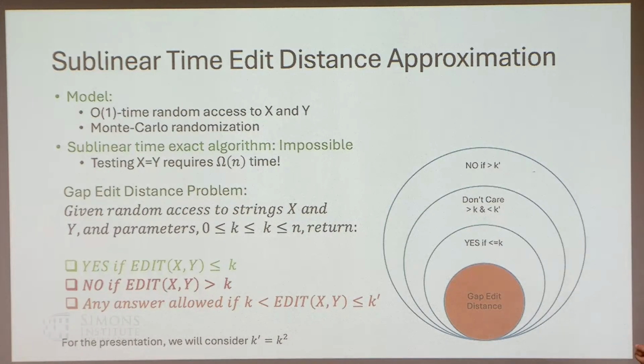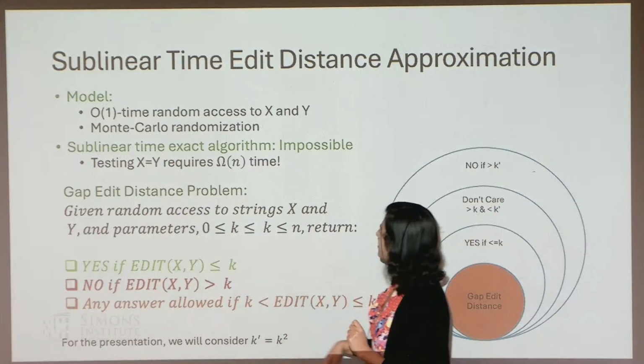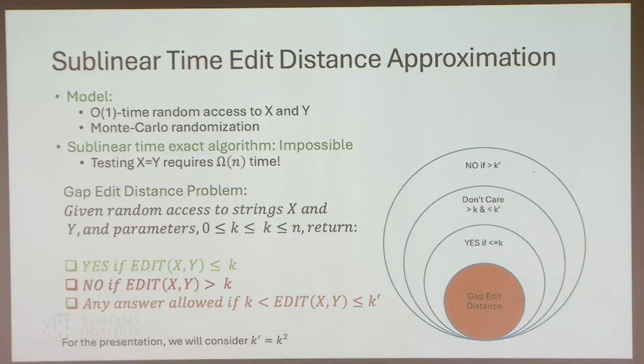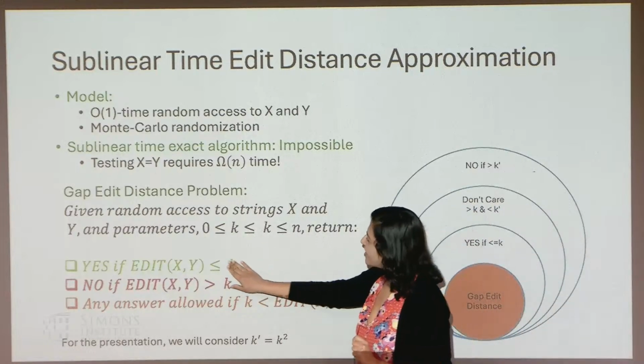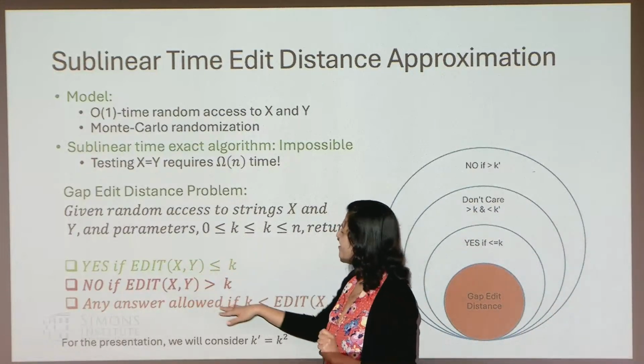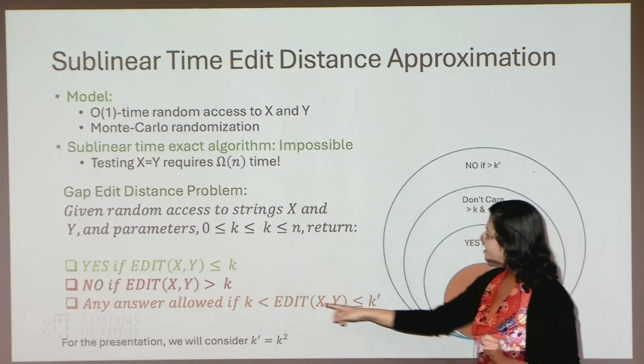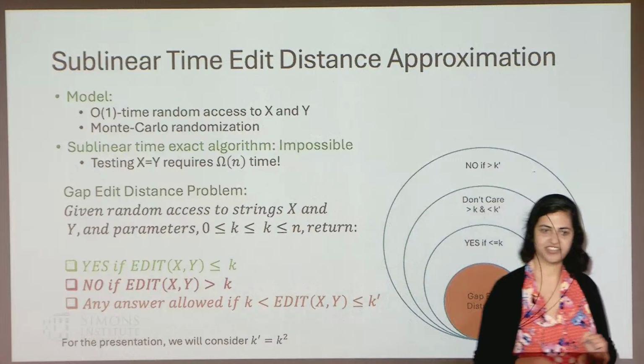And the gap edit distance problem, as I had mentioned, is that you want to distinguish between cases. Okay, so there is a typo here. The yes version is whether the edit distance is less than k, the no version is whether the edit distance is greater than some k prime, and in between k and k prime, you can return anything. So that's the gap version.